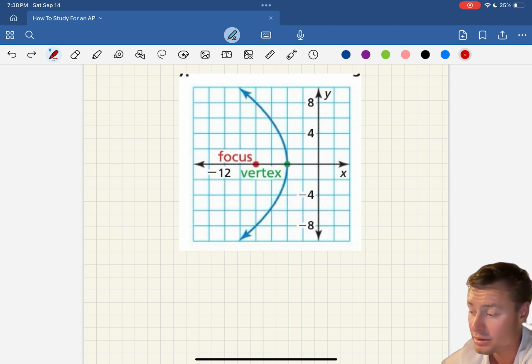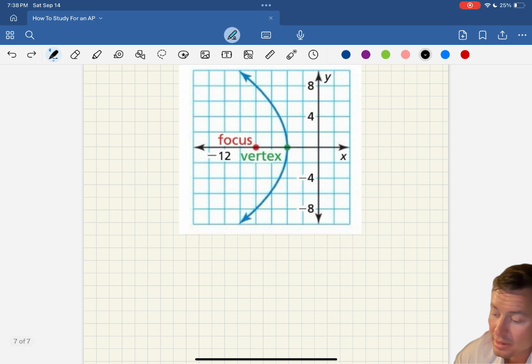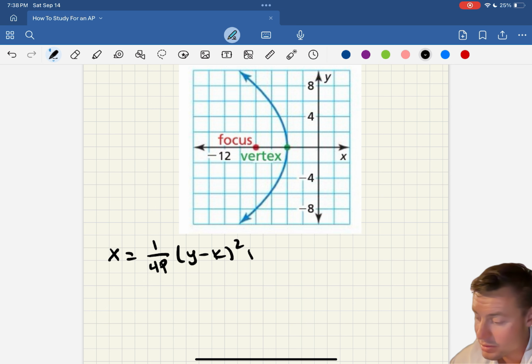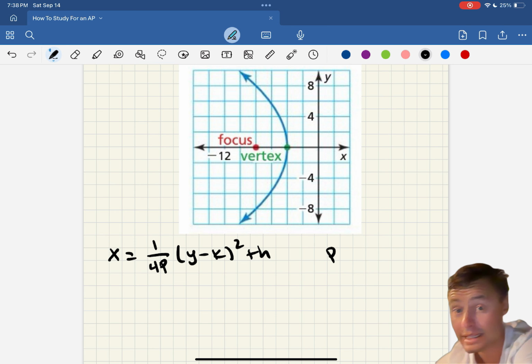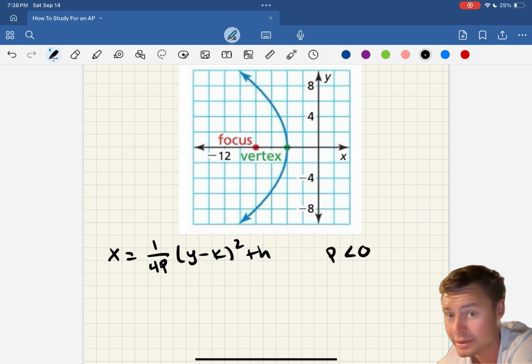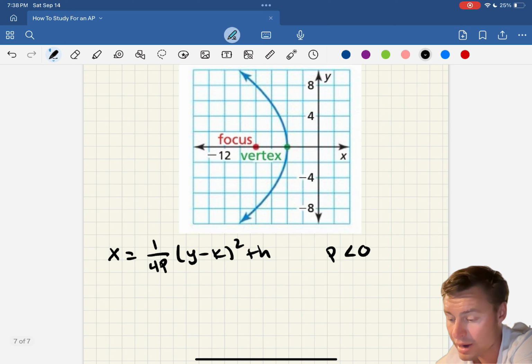So let's write our general equation just to start us off. It'll be x equals 1 over 4p times (y minus k) squared plus h, where we know that p is going to be less than 0 because it's facing left. Okay, great.